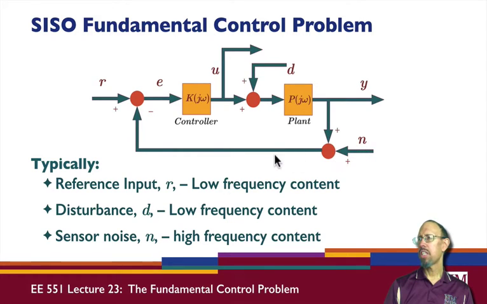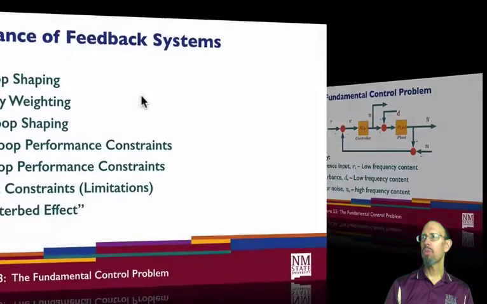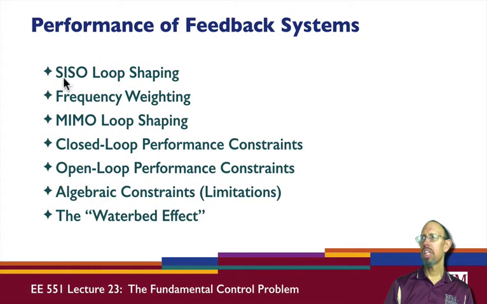So this is a typical single input, single output fundamental control problem. We could actually extend this to multi-input, multi-output as well. First we're going to look at single input, single output loop shaping. Then we're going to talk a little bit about frequency weighting and multi-input, multi-output loop shaping. And then we're going to talk about open loop and closed loop performance and so forth. We'll talk about these in future videos. In this lecture, we're going to look at these topics.